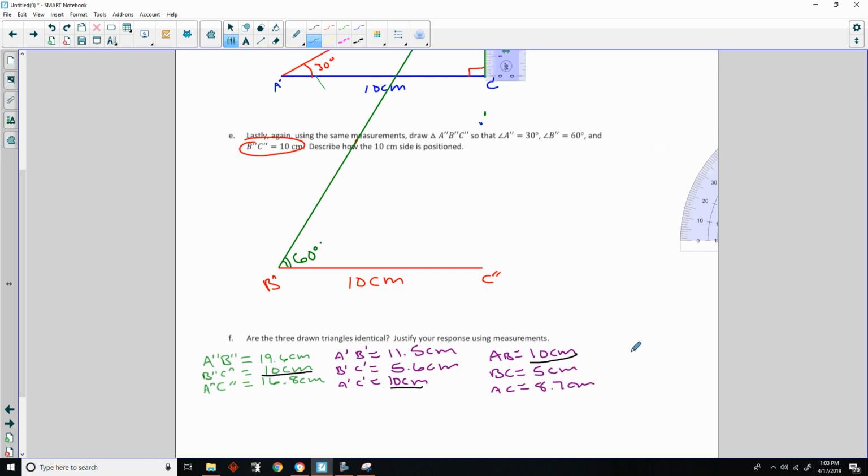Okay, that took a little while, but look what happened. We have three different triangles. One side was 10 centimeters in all three, but 19.6, 16.8 was the big triangle, and then 11.5, 5.6 was a medium-sized triangle, and then when 10 centimeters was the longest of the three sides, then the other two sides were shorter, 5 and 8.7. In this one, it was the middle length. It was between 5.6 and 11.5, and in this one, it was the shortest side. So all three triangles are not identical. They have different sizes. All three angles are the same, but the sides are different. Therefore, they are similar, but not identical.